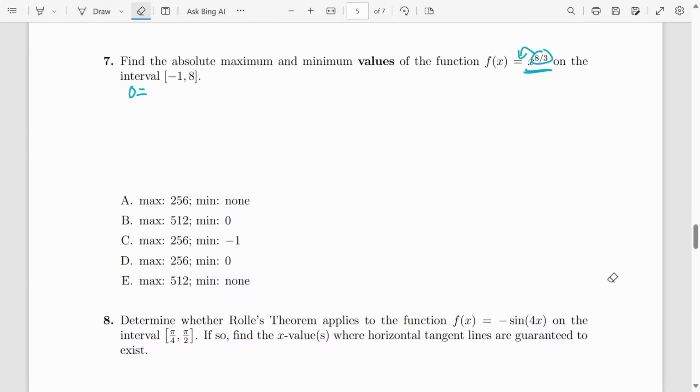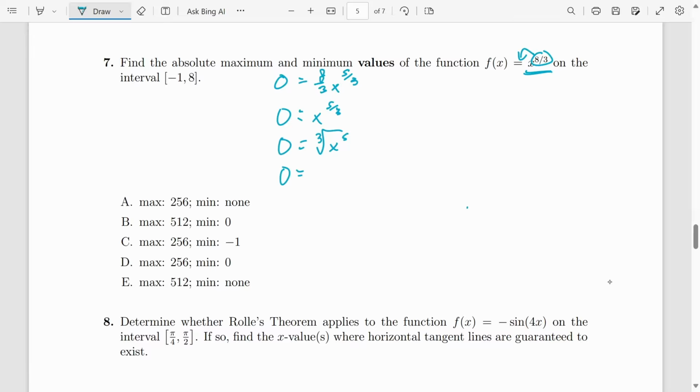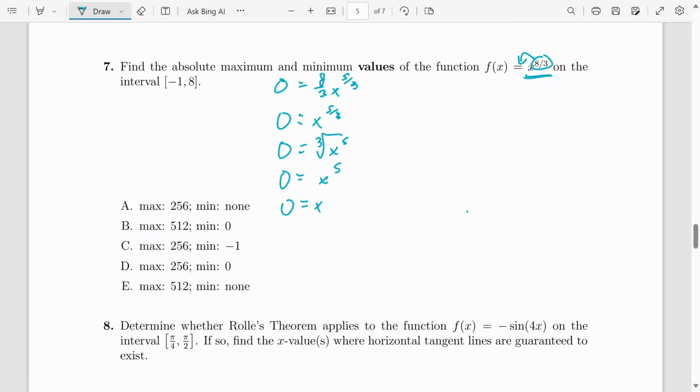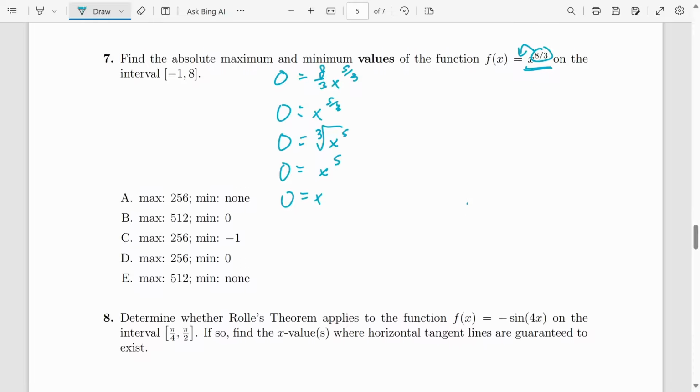So that gives us, let me give myself a little more room. So that'll be 0 equals 8/3 times x to the 5/3 power. Now solving for 0, we can divide both sides by 8/3. That'll give us x to the 5/3 power. We can rewrite x to the 5/3 as the cubed root of x to the 5th. Now we can cube both sides to get rid of the cubed root. So 0 equals x to the 5th. Now we can 5th root both sides to get rid of the power of 5. So we get 0 equals x. So that is our one and only critical point for f of x.